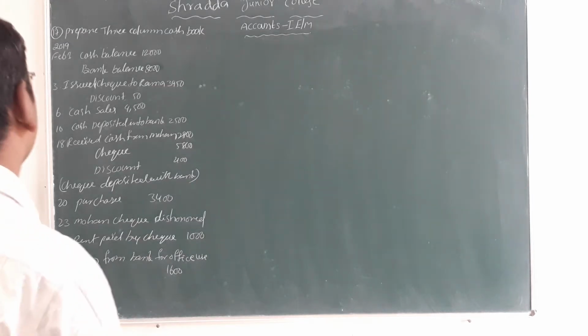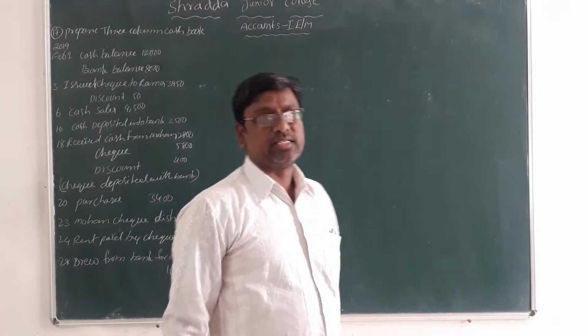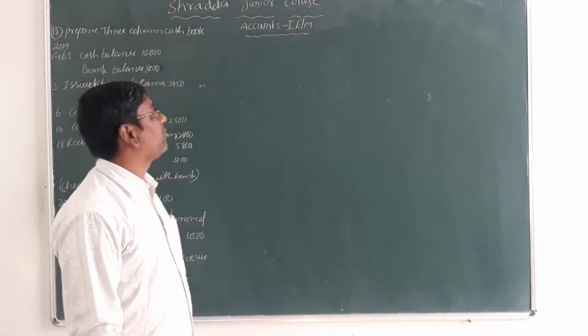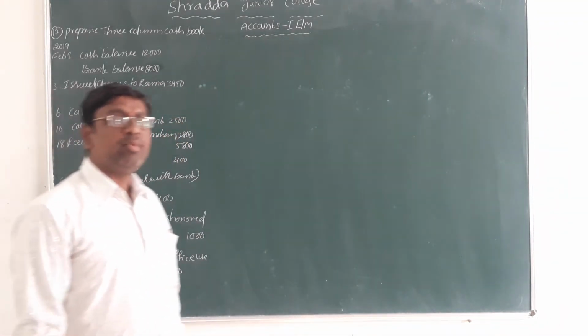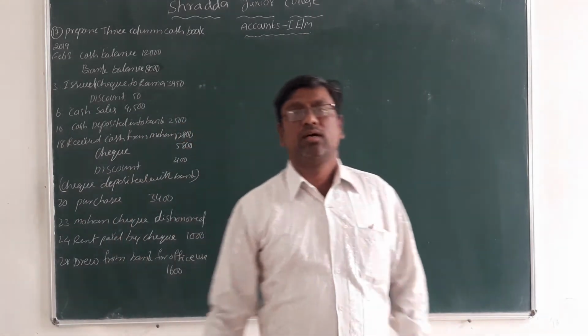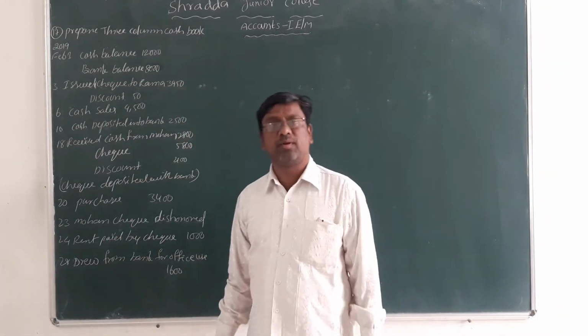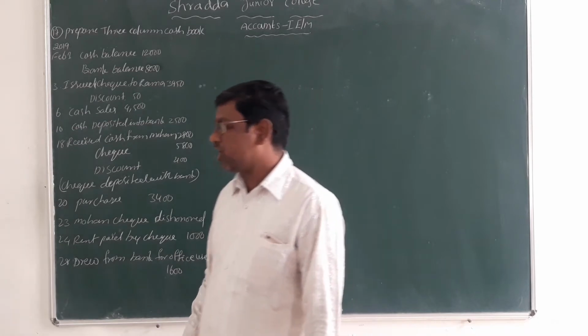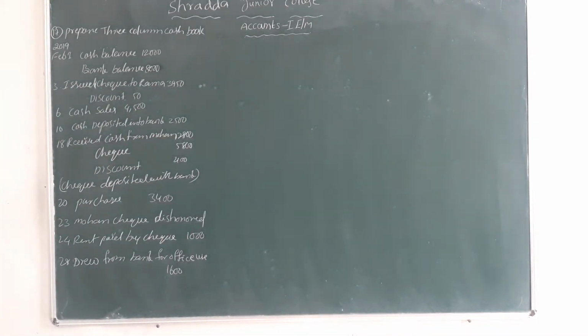Yesterday we completed problem number 16. Today we are going to problem number 17, students. This problem is a completely three column cash book problem. It is a cash book chapter, and we are discussing three column cash book problems completely.